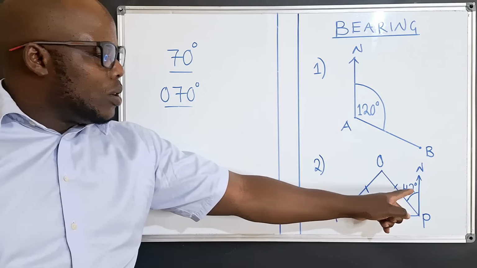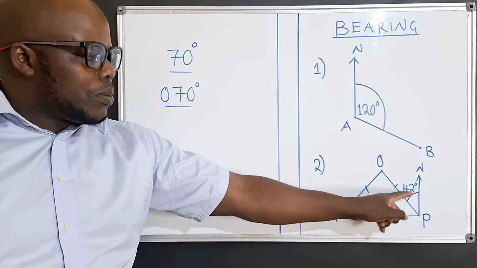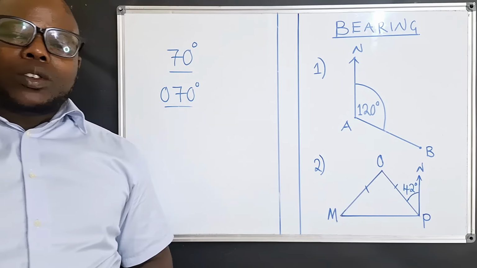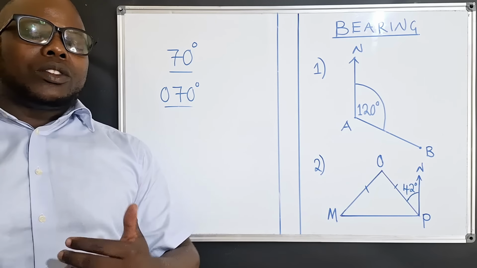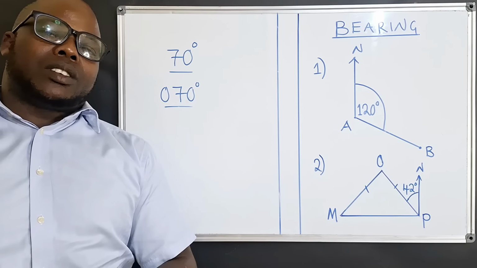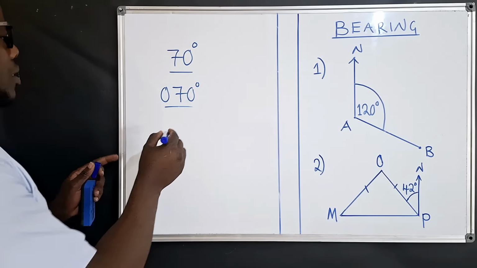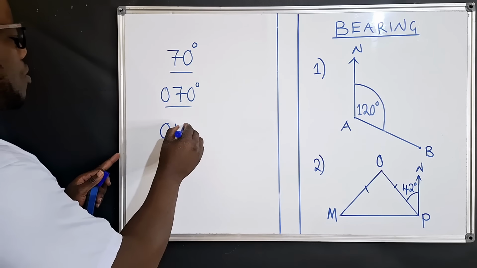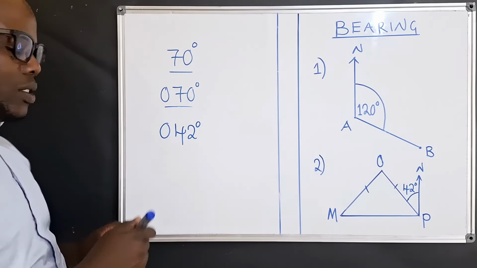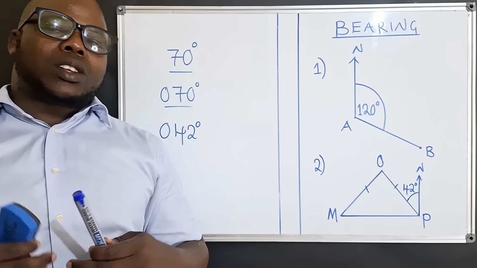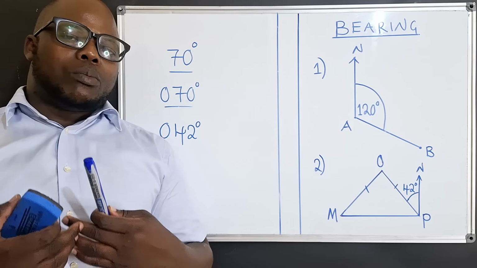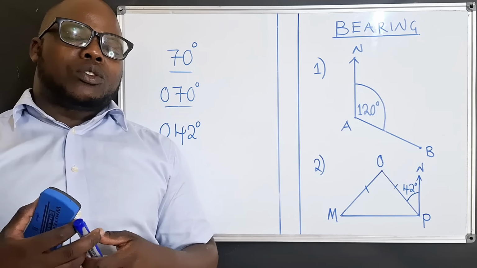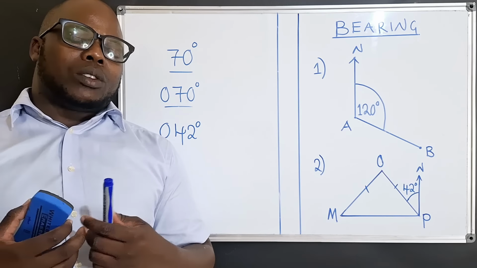So for example, here on question 2, there is a 42 degrees. This is an angle. But if I want to make it a bearing, I'll write it as 042 degrees. So this is what you need to put into consideration as you work out bearings.